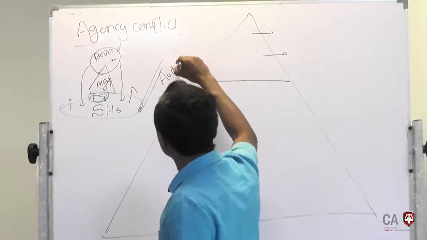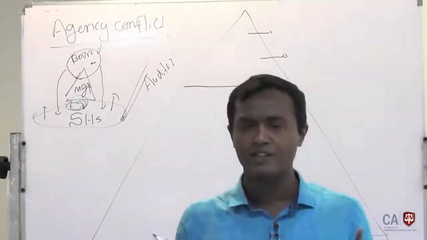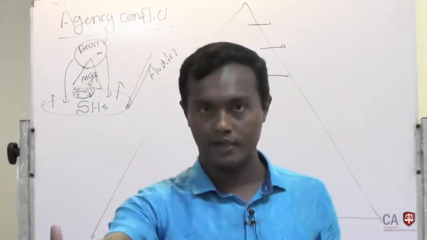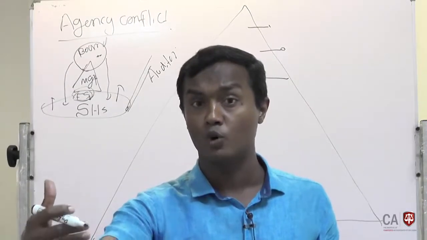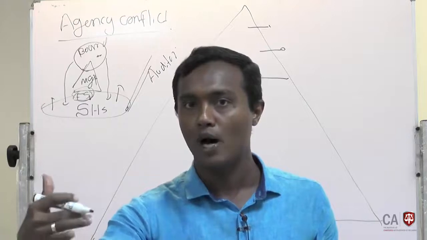So now you are also learning a big point in your syllabus: why is there a need for audit? The need is the agency conflict. Now I am slow because I am explaining to you a very important point. Agency conflict is what? Agent. Who are the agents?